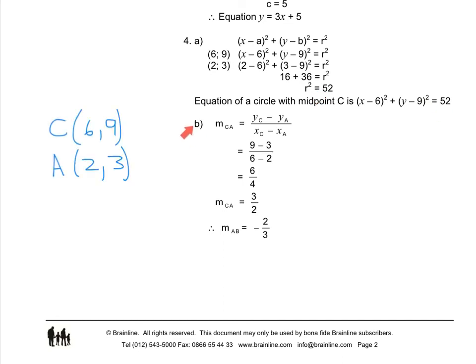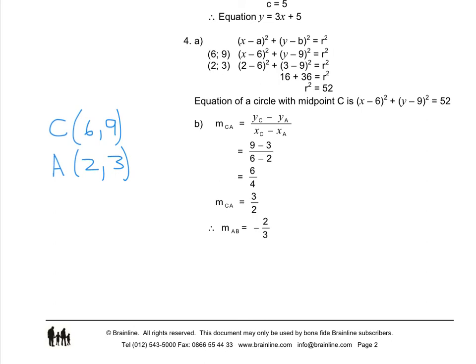In question b, I want to work out the equation of the tangent, and therefore I will start off with the gradient of the radius CA by taking y of C minus y of A over x of C minus x of A. Substituting then, 9 minus 3 at the top over 6 minus 2 at the bottom. 9 minus 3 is 6 and 6 minus 2 is 4. The fraction simplified is 3 over 2. So the gradient of the radius CA is equal to 3 over 2. To work out the gradient of the tangent, I use the opposite sign, so the plus changes to a minus. I flip the fraction, so the gradient becomes 2 over 3. Remember, since the radius is perpendicular to the tangent, when I multiply their gradients, they must equal minus 1.